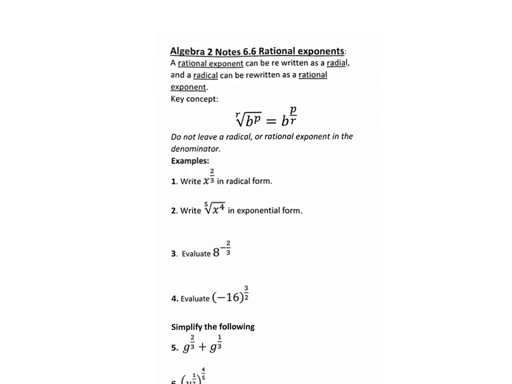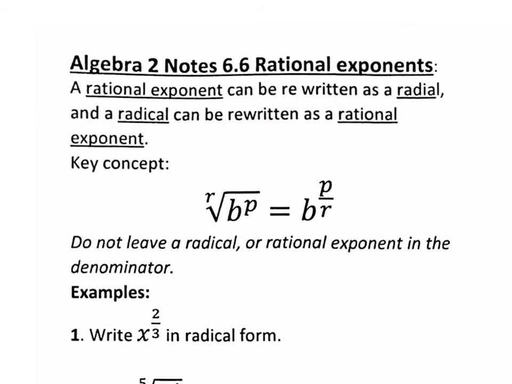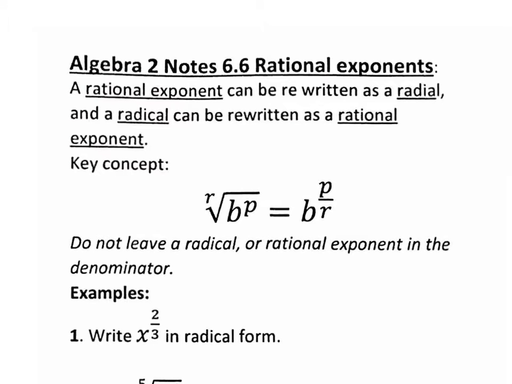So 6.6 is a continuation of simplifying radicals or rational exponents. We need to know the same thing as we did before. We need to know how to change any radical to a rational exponent, all right? Or backwards, a rational exponent to a radical. What's a rational exponent? It's an exponent that's actually a fraction, okay?